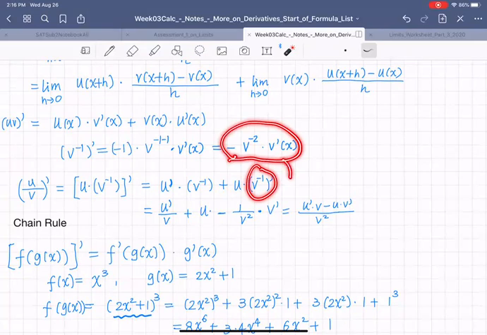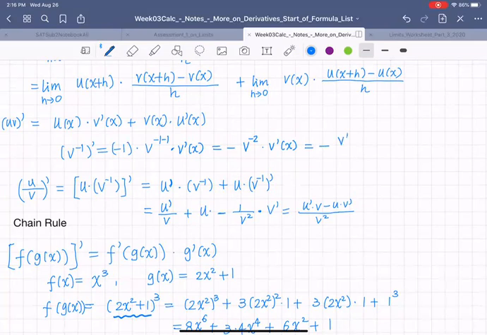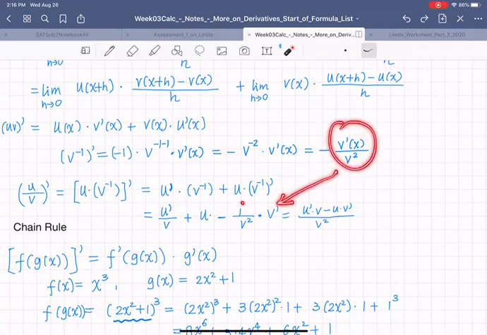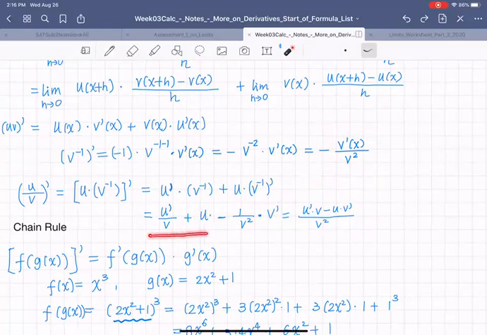So let's write down this guy. We write down this as negative v prime x divided by v squared, right? After we copy down, this comes to here. So u times negative 1 over v squared times v prime. Now let's make a common denominator.